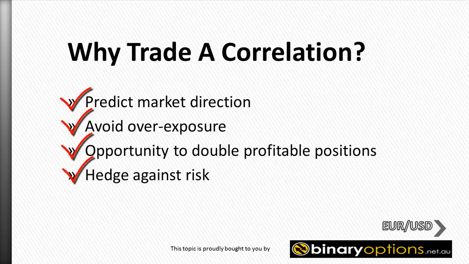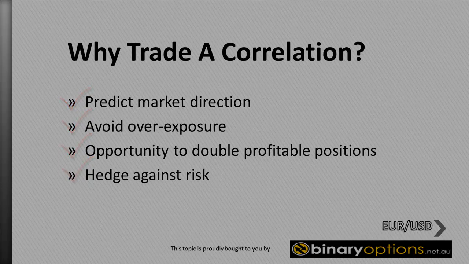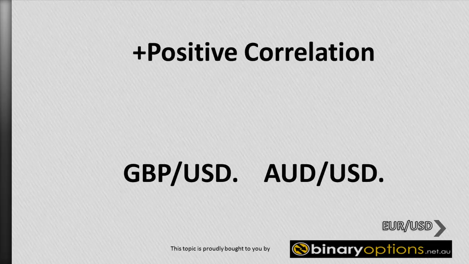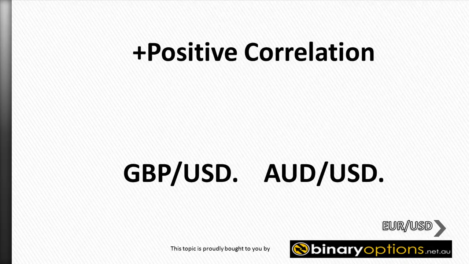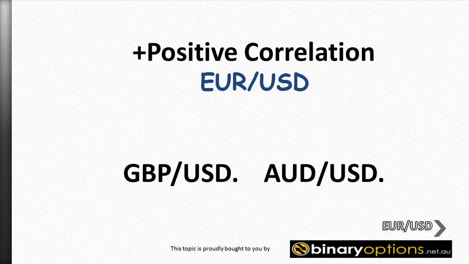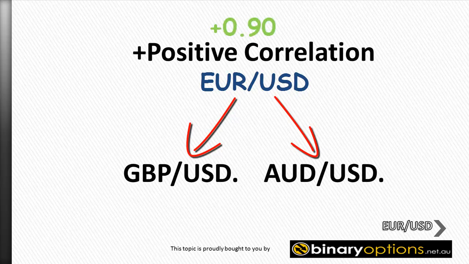A positive correlation signals that two currency pairs move in the same direction. That is, there is a direct relationship. The Euro-US dollar pair is positively correlated with both the pound-US dollar and the Australian dollar-US dollar, with a correlation coefficient of approximately +0.9. This means that when the Euro-US dollar rises, both the pound against the US dollar and the Australian dollar against the US dollar appreciate respectively.